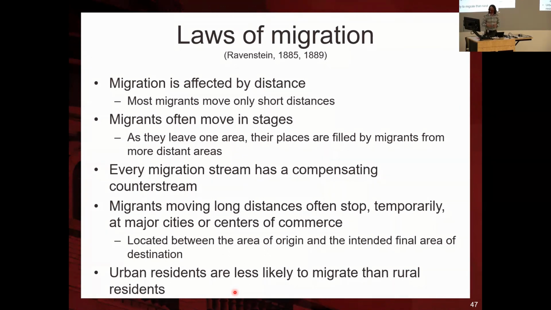Migration moving long distance often stops temporarily at major cities or centers of commerce located between the areas of origin and the intended and final area of destination. Urban residents are less likely to migrate than rural residents. Rural residents, exactly because having less resources, migrate more.